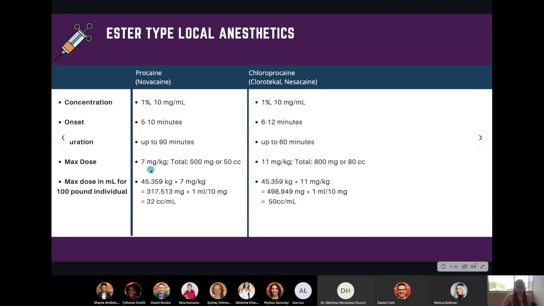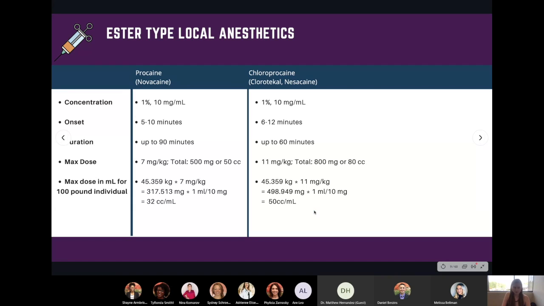The max dose for procaine is 7 milligrams per kilogram with a total max dose of 500 milligrams or 50 cc's, and the max dose for a 100-pound patient is 32 cc's. For chloroprocaine, it was 11 milligrams per kilogram, total being 800 milligrams or 80 cc's, with the max dose for a 100-pound patient being 50 cc's.